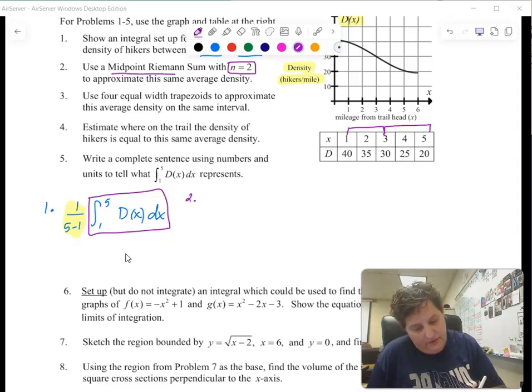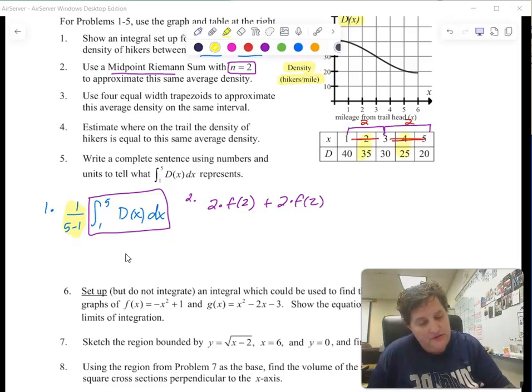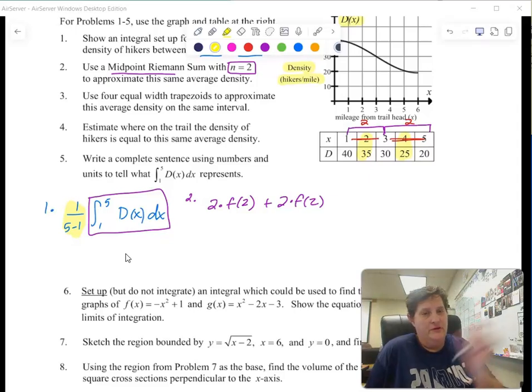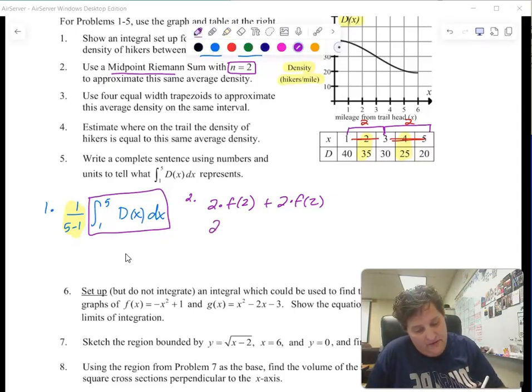And we're doing a midpoint. So it goes like this. The base of this is 2, and then the base of that is 2. And so for rectangles, we go 2 times the height. Now, the height in this case is we're taking the midpoint. So f of 2 and f of 4, because it's the middle of those regions. Okay, so f of 2 is 35. F of, whoops, I wrote 2 right there. I meant to write 4. F of 4 is 25. So this is 70 plus 50, 120.